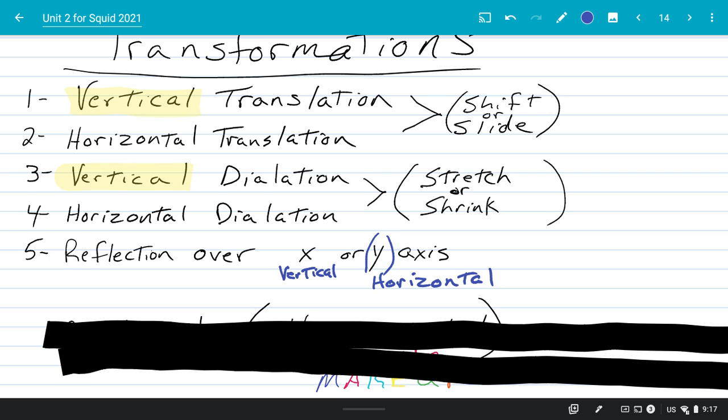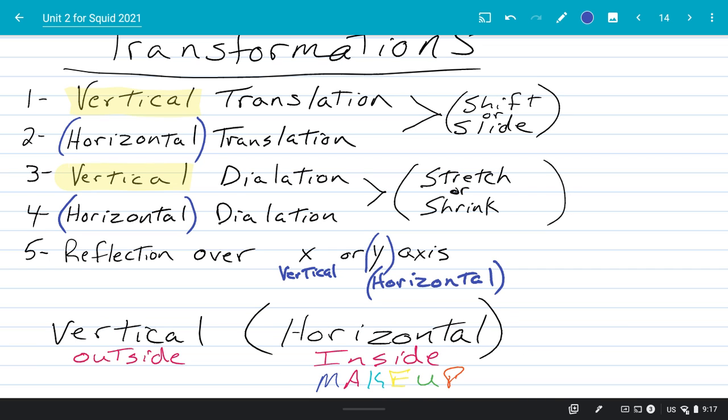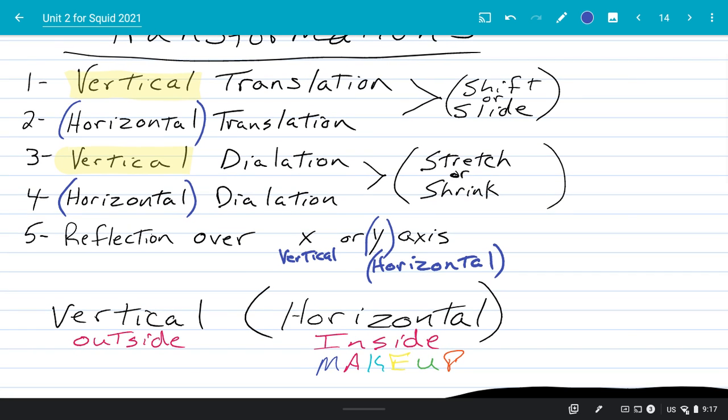And the first thing I want you to get about horizontal is all horizontal movements are on the inside. And all vertical movements are on the outside. All vertical movements are on the outside. All horizontal movements are on the inside.